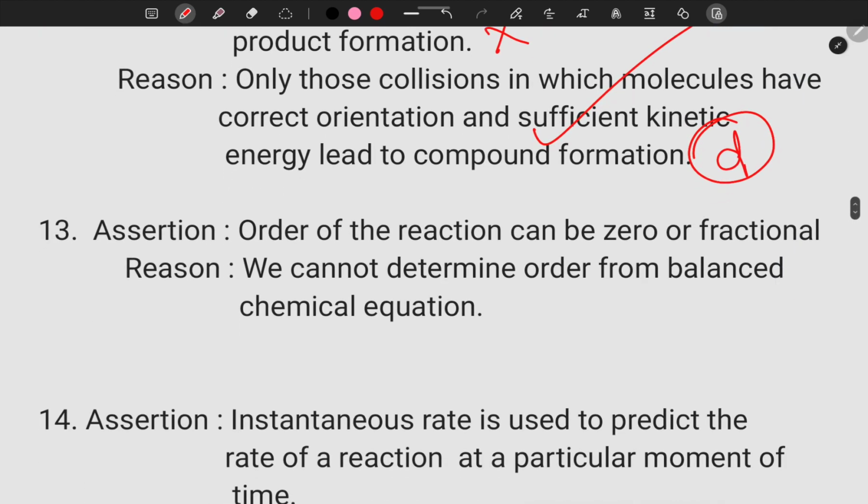13th question. Order of the reaction can be zero or fraction. Reason. We cannot determine the order from a balanced chemical equation. That statement is correct. But assertion statement, order of a reaction can be zero or fraction. Order is the sum of the powers of the concentration terms in the rate law expression. So assertion and reason both are correct statement, but reason is not the correct explanation of assertion. So our option is B.